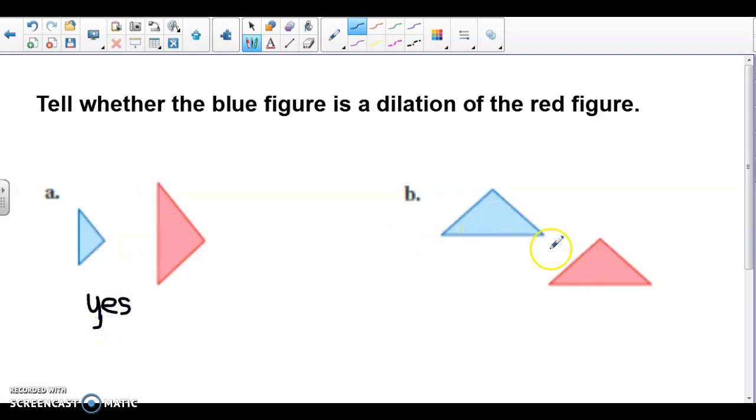For B, these two triangles, do they look different sizes or do they look the same size? They look like they're the same size and shape. So when they're the same size and shape, they're congruent. If they're congruent, it means that no dilation has occurred. A dilation means this new shape got bigger or smaller than the other one, so this would not be a dilation.